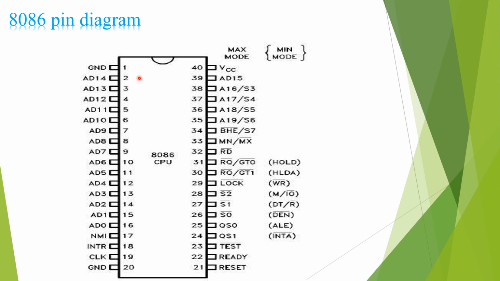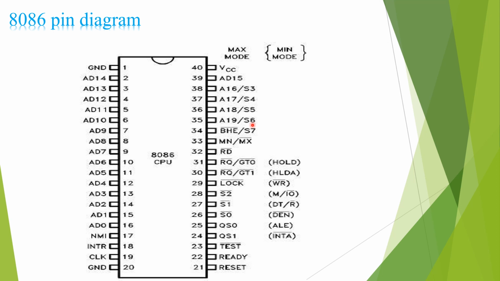After that, the address as well as status bus. A16 to A19, S3 to S6. A16 to A19 are pin number 38 to pin number 35. S3 to S6 are address as well as status bus. These are the 4 address status bus lines. During the first clock cycle, it carries the 4-bit address and later it carries the status signal.